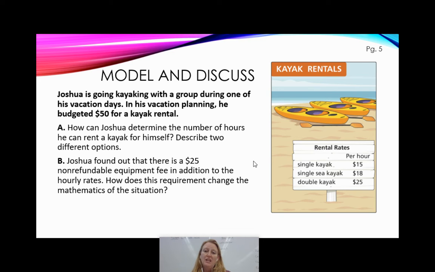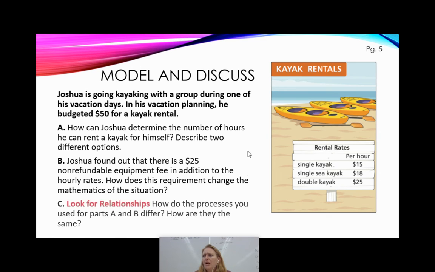Hit pause, jot down your thoughts, hit play. So this definitely changes things because I have to subtract that 25 out of my $50 before I can even look at my rates, right? So that means he actually doesn't have $50 for an hourly rate. He's only got $25 to spend per hour, which really does limit what his options are.